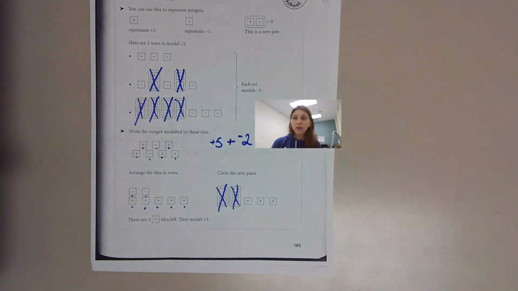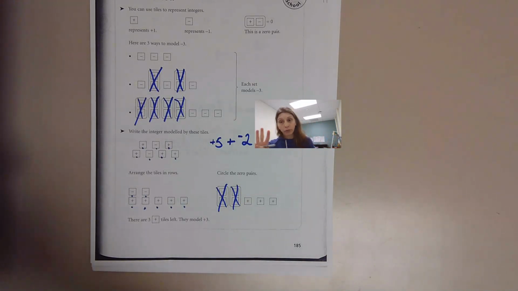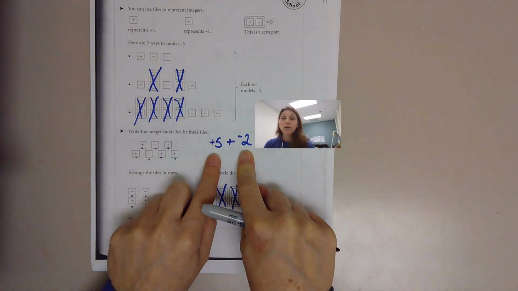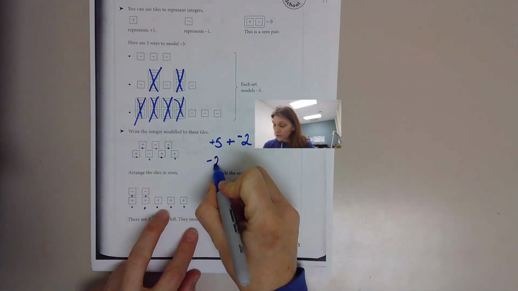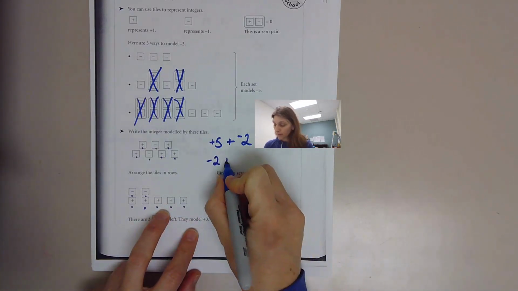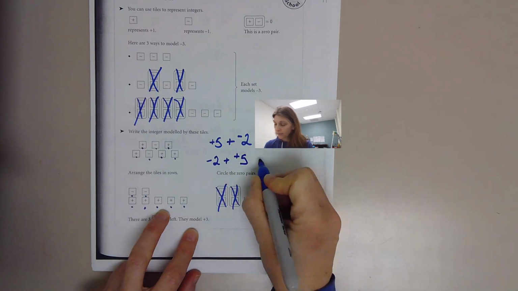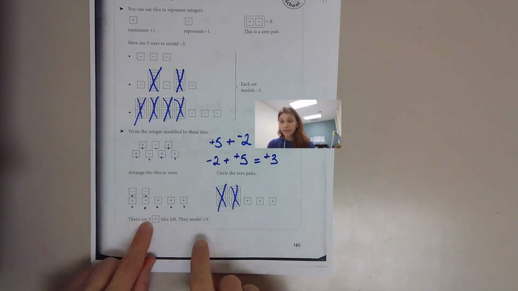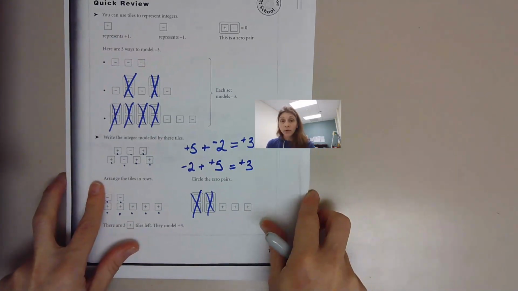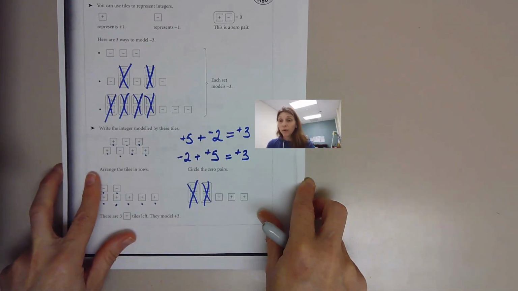Just like with adding from when you were very little and you learned, 2 plus 3 is 5, so then 3 plus 2 is also 5. The same thing applies with adding with integers. We could say negative 2 plus positive 5 is equal to positive 3. And we can show that with the tiles. If you need to, the same thing happens where you can show that with your number line.